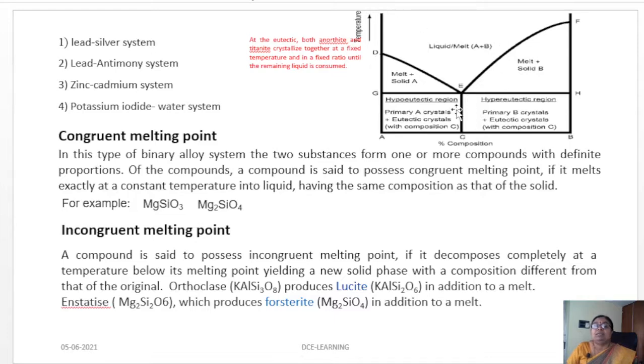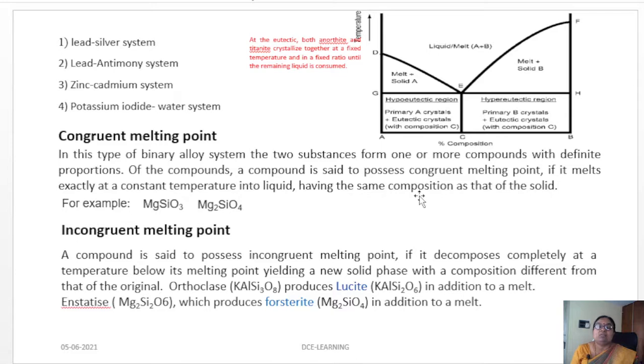By knowing that, further you are going to study the potassium iodide and water system. Next we go for the congruent melting point. Here, the congruent melting point is especially in the binary alloy system, where two substances form one or more compounds with definite proportions of the compound.